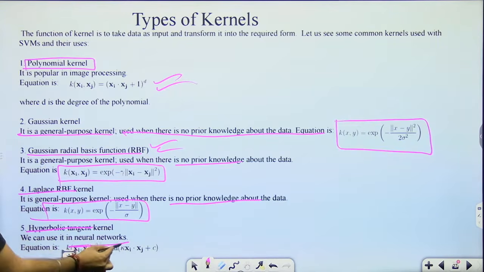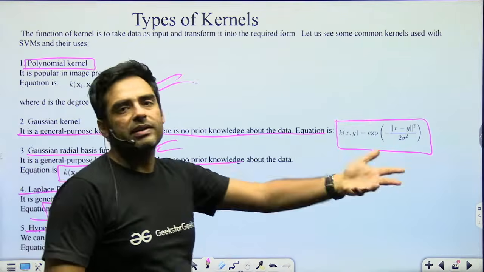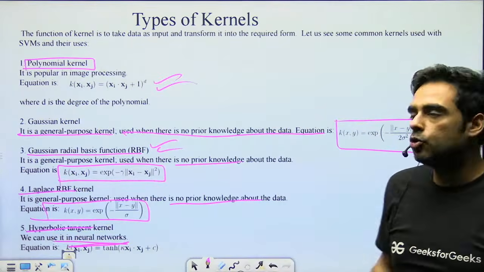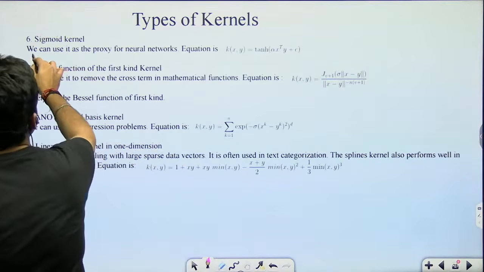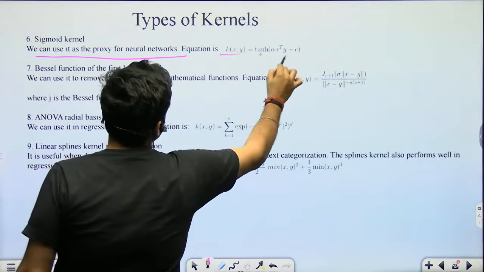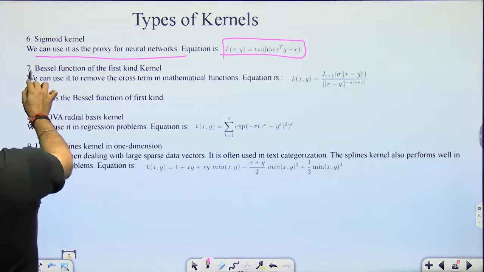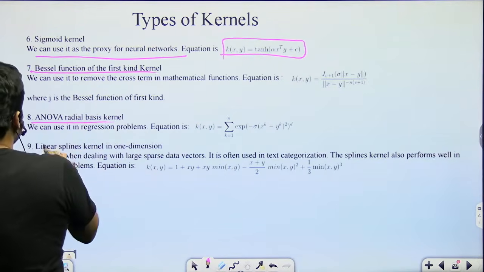Hyperbolic kernel is used in neural networks. This is highly used in neural networks. So we have to try it a number of times. There is no set rule that this particular one will work. We have to try it a number of times. Sigmoid kernel, again for neural networks, and this is the mapping function. Similarly, Bessel, ANOVA, linear splines.